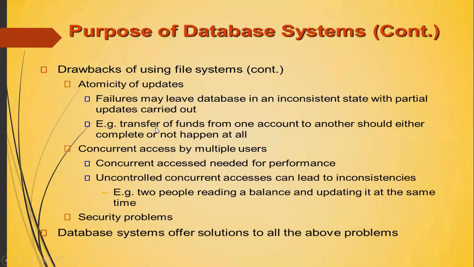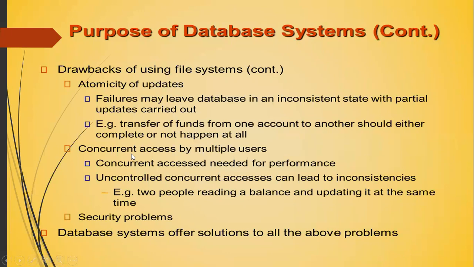Now here one example is given, that is, the transfer of funds from one account to another should either complete or not happen at all. Whether it is completed or not, the changes should happen on that file. Changes happened in one file but they will not have happened in the other file. Now we can repeat that transaction again if we don't identify that the transfer of funds is done or not. That is nothing but the misuse of that particular atomicity of updates. That is the major problem in case of the file system.